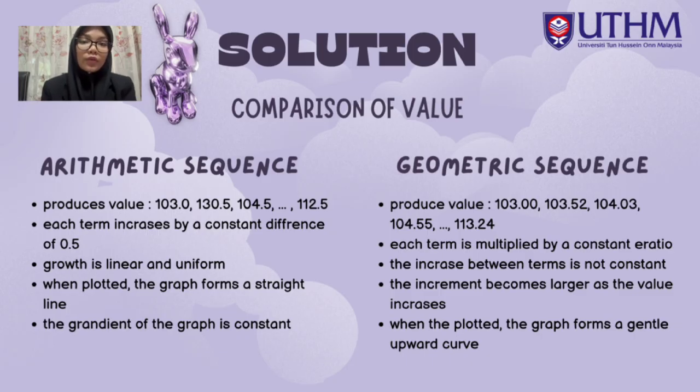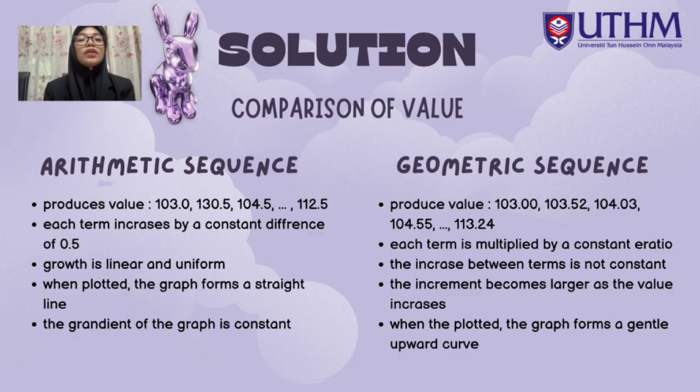For this slide, we are comparing the values of an arithmetic sequence and a geometric sequence. For the arithmetic sequence, the values produced are 103, 103.5, 104, and so on until 112.5. Each term increased by a constant difference of 0.5, which means the growth is linear and uniform. When the values are plotted on the graph, they form a straight line and the gradient of the graph remains constant.